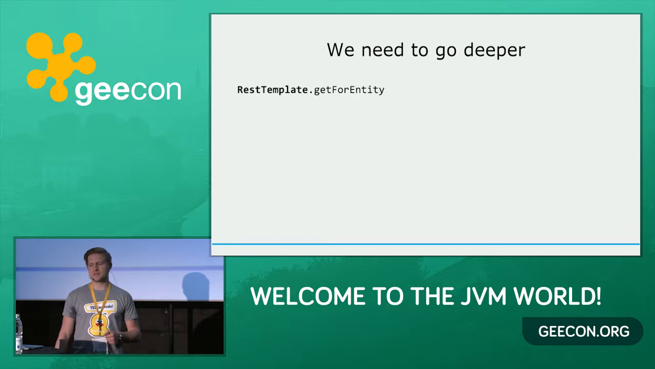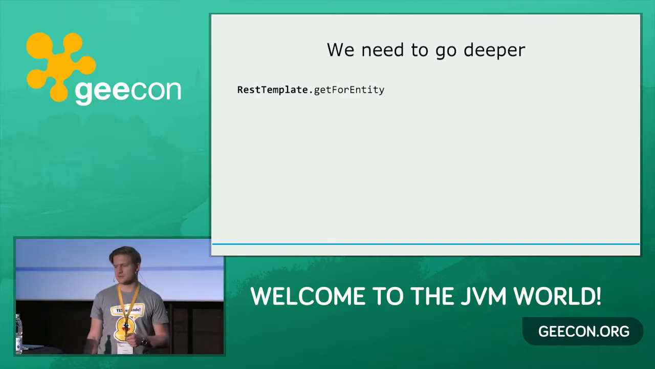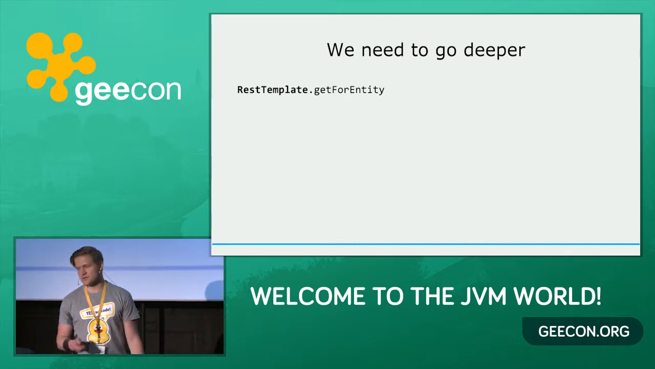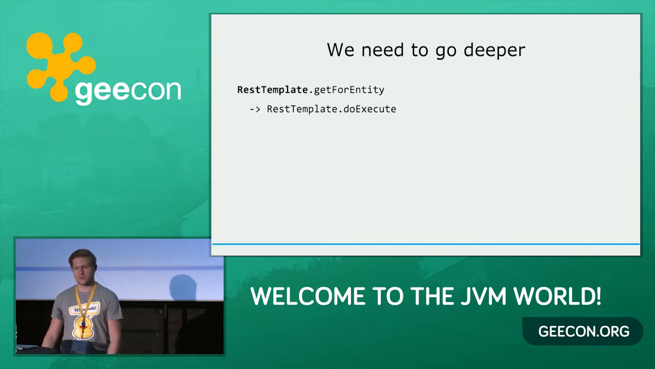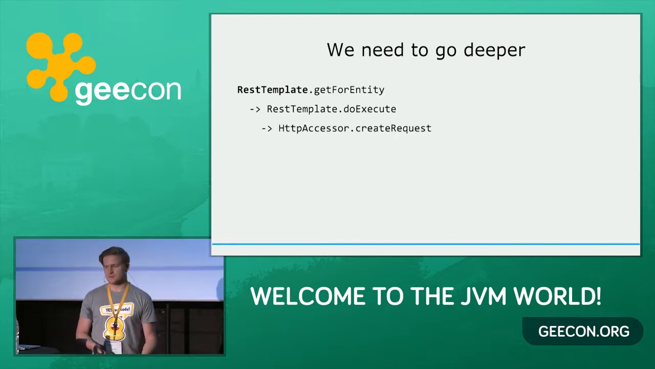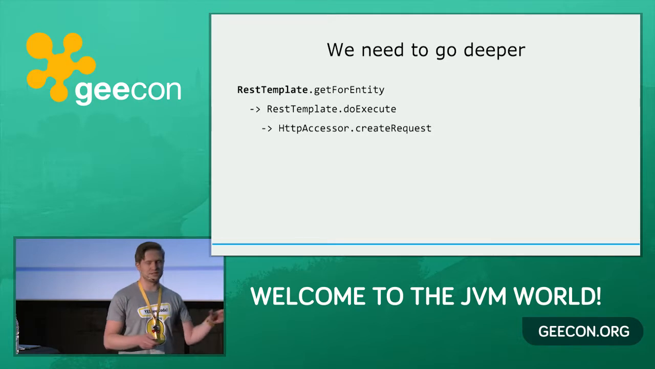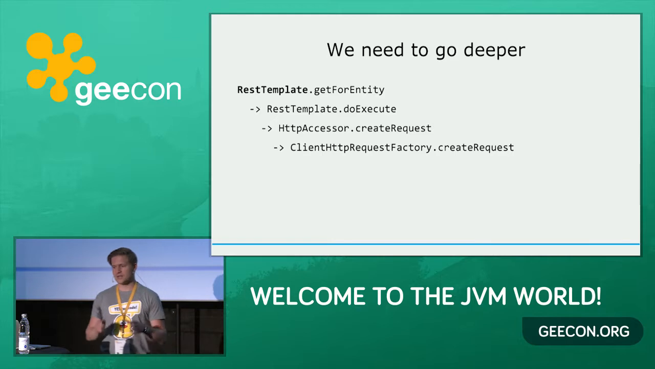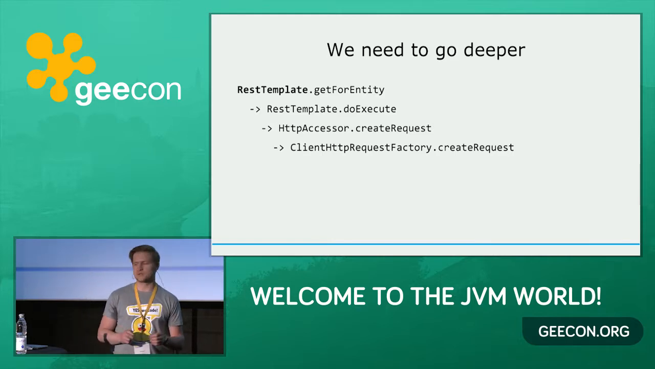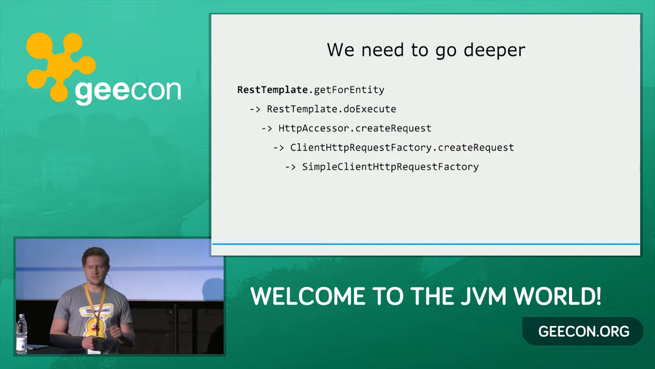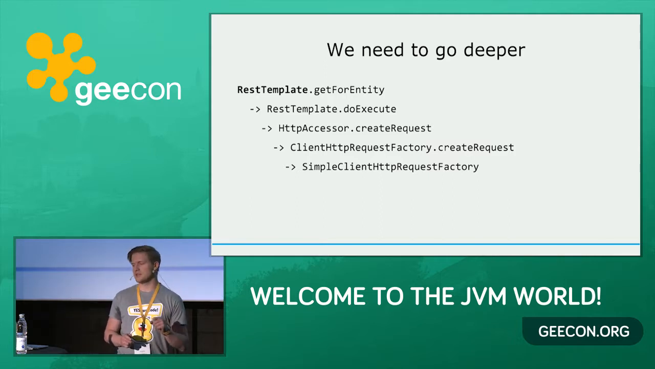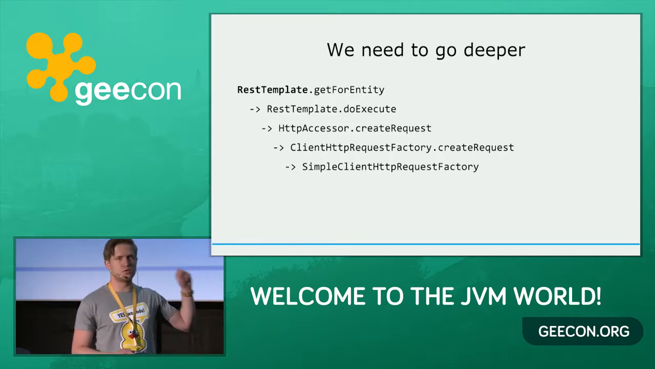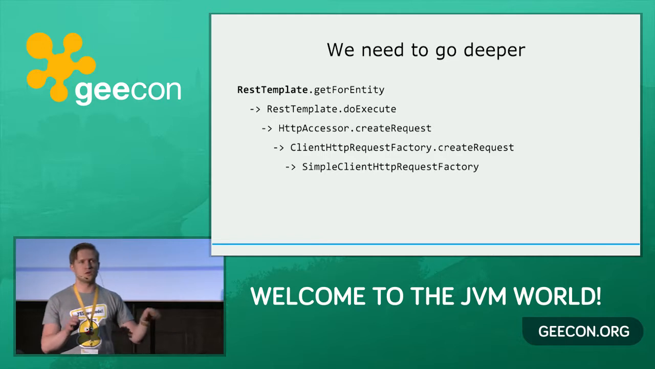Let's start with REST template. So what happens when we call RestTemplate.getForEntity? Well, there are going to be quite a lot of methods to get there. First of all, we go to doExecute, and then, by the way, Spring names are sometimes really crazy, we go to HttpAccessor and create a request. Then we go to ClientHttpRequestFactory to create the request. Then, and this is where things start getting interesting, we go to SimpleClientHttpRequestFactory, and this is what happens when we do it on a new RestTemplate, on the defaults.